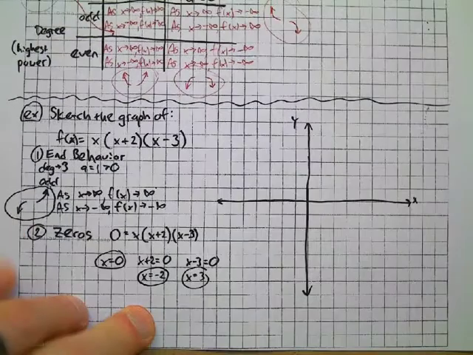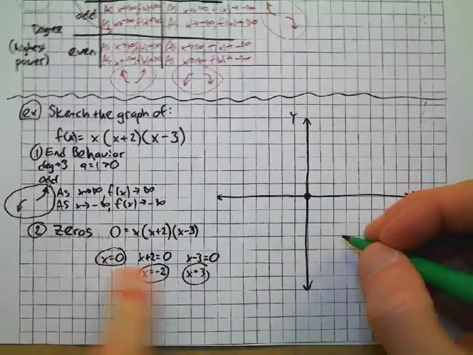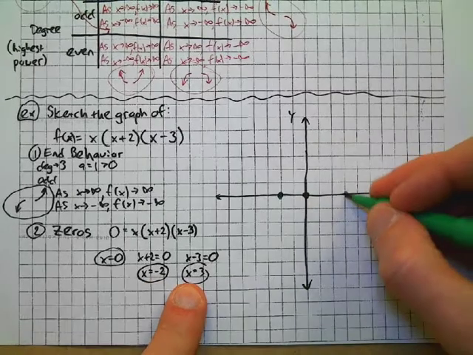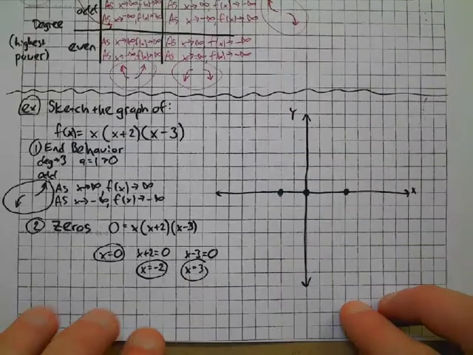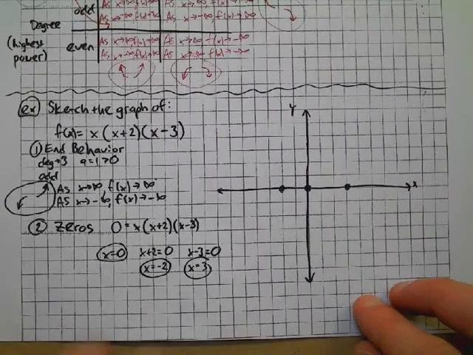Okay, so let's plot these zeros. So a 0 at 0, so a nice big point there. At negative 2, nice big point there. And at 3, 1, 2, 3. Okay, like so. I don't know what green does it, but oh well.